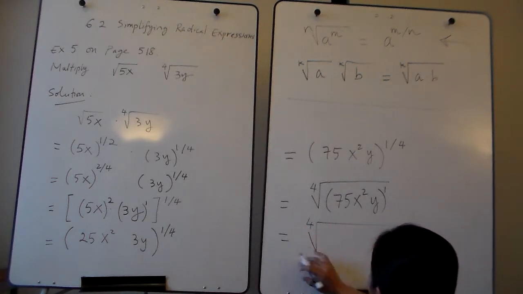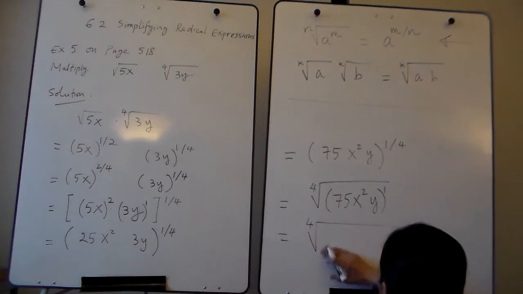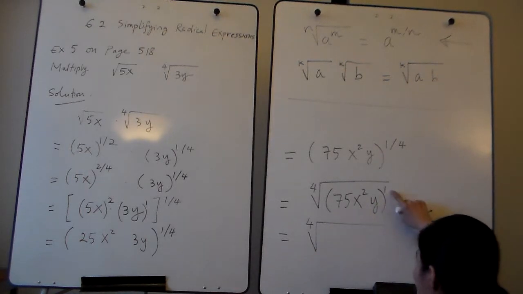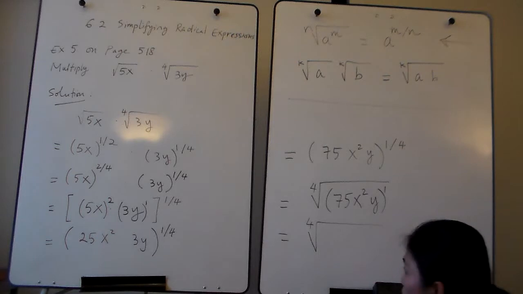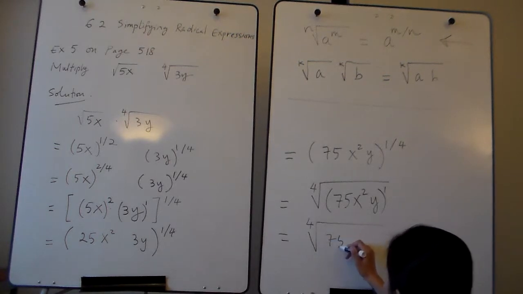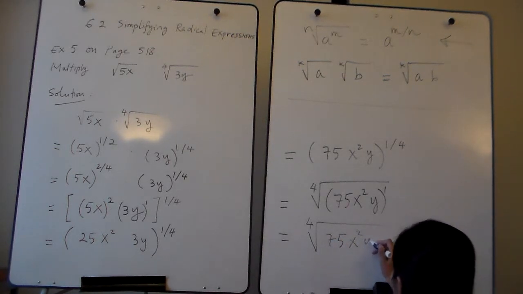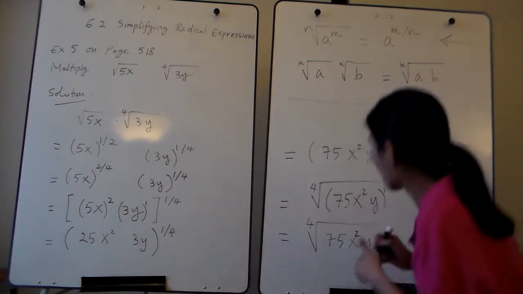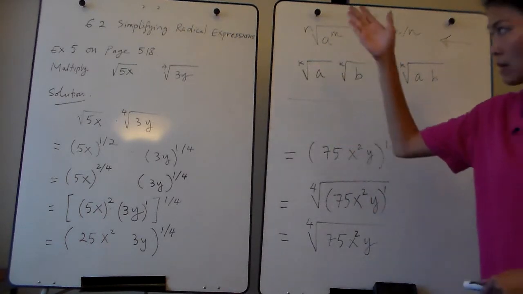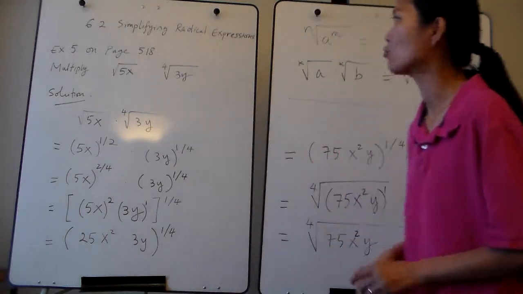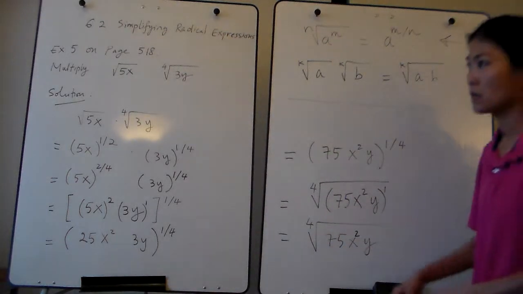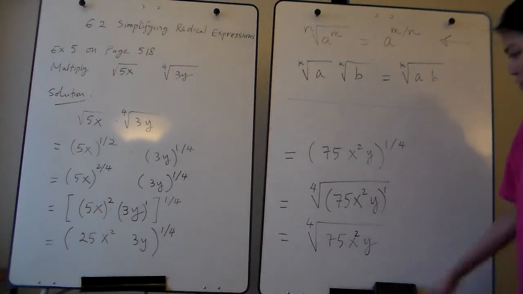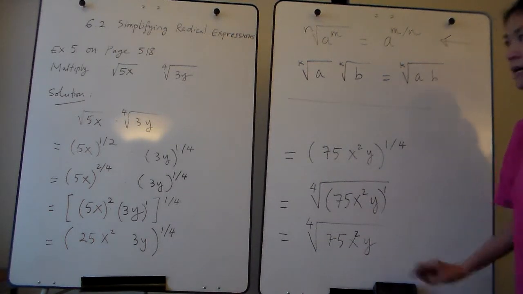Now, simplify further, you get the 4th root of 75 x squared times y, all raised to the first power, which is itself. So it's 75 times x squared times y. So the answer for combining the two radicals with different roots is the 4th root of 75 times x squared times y.